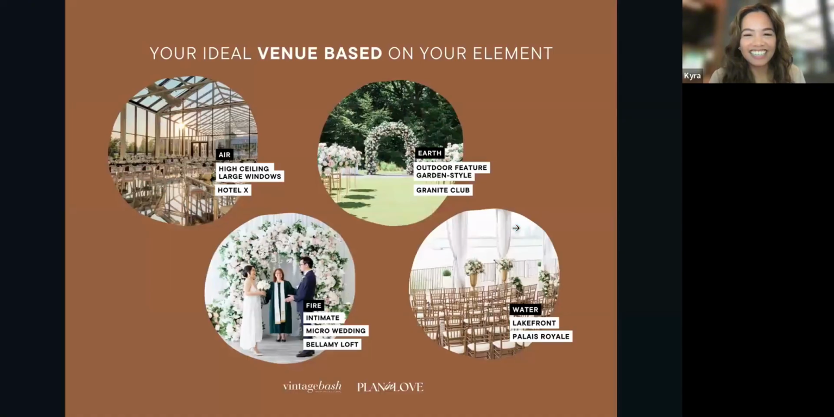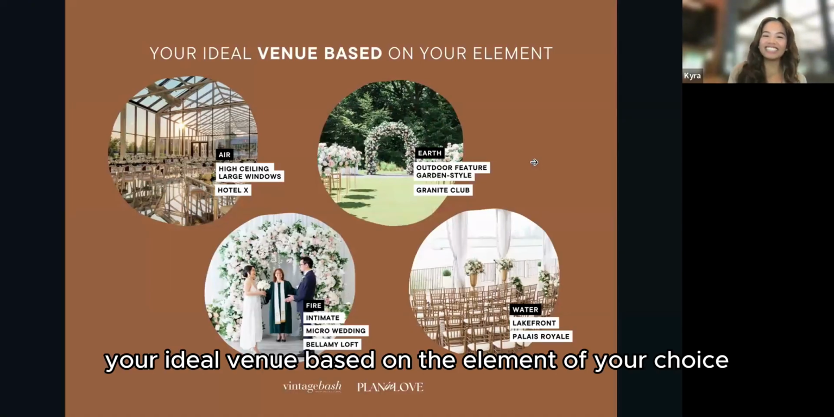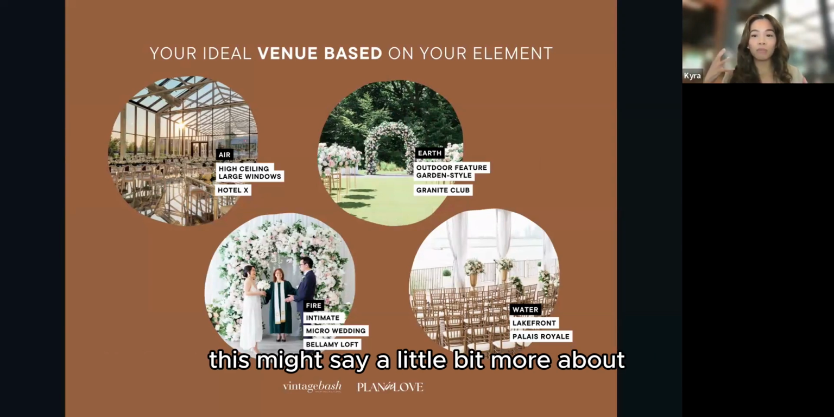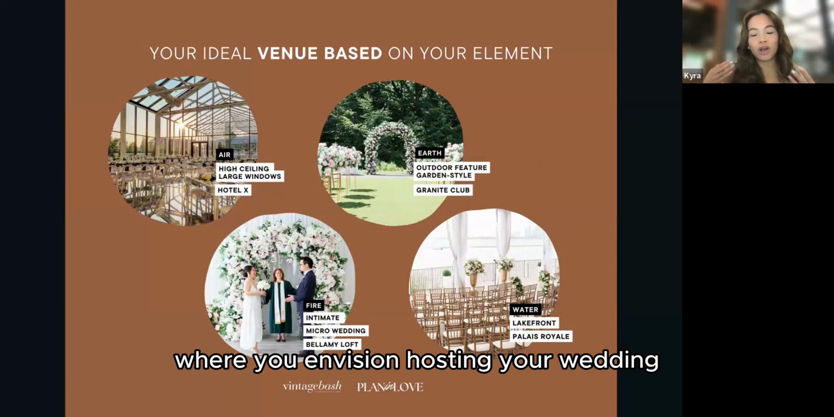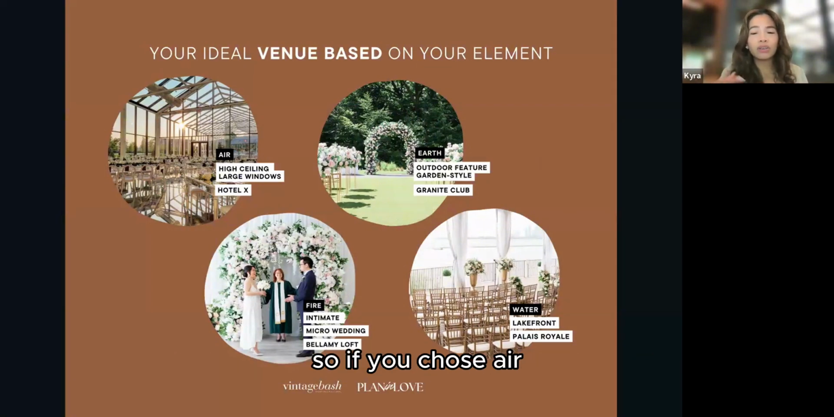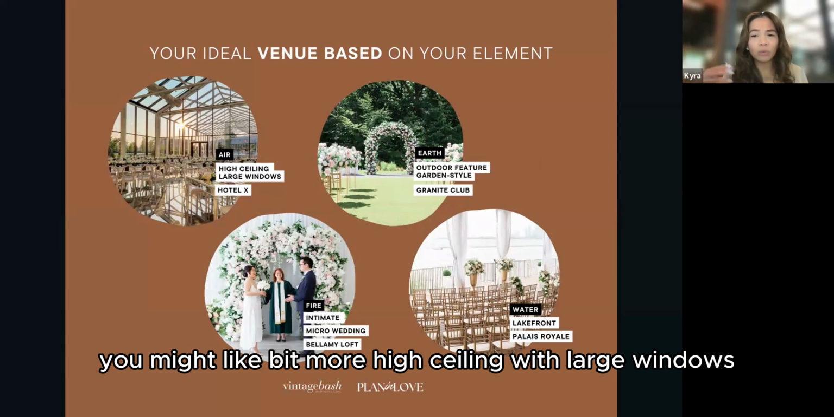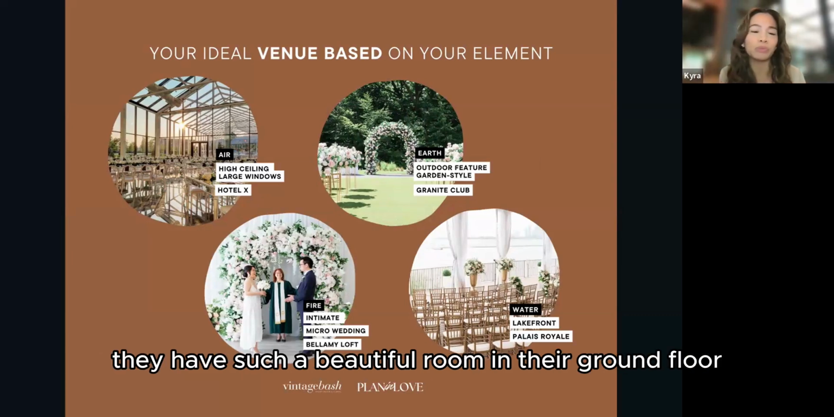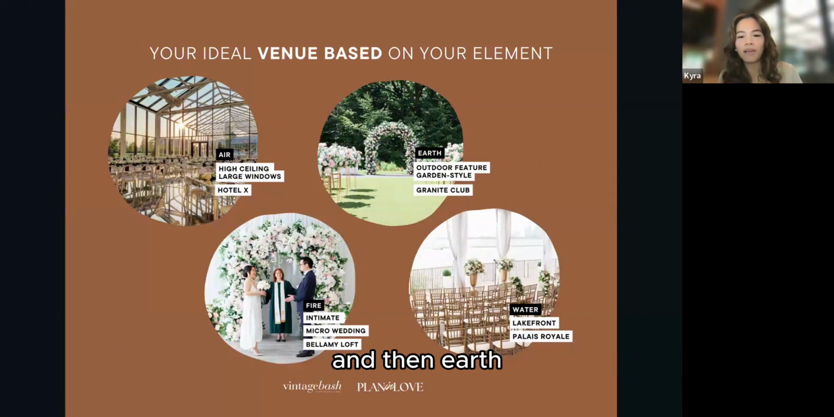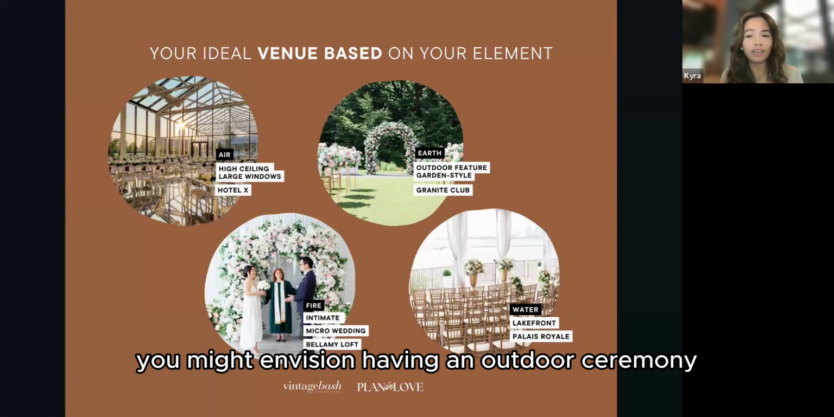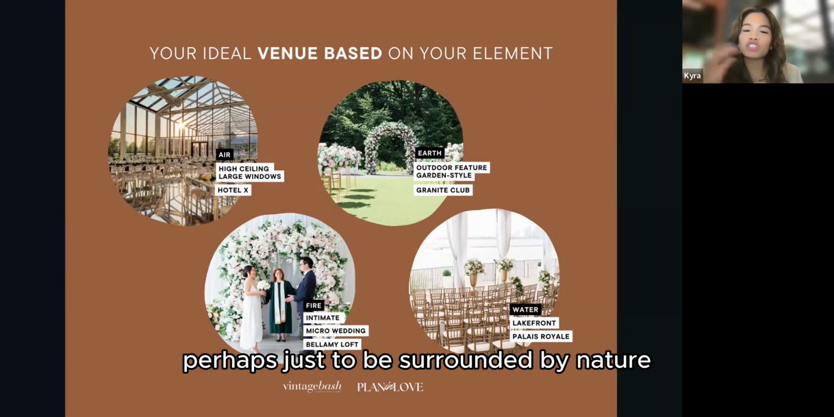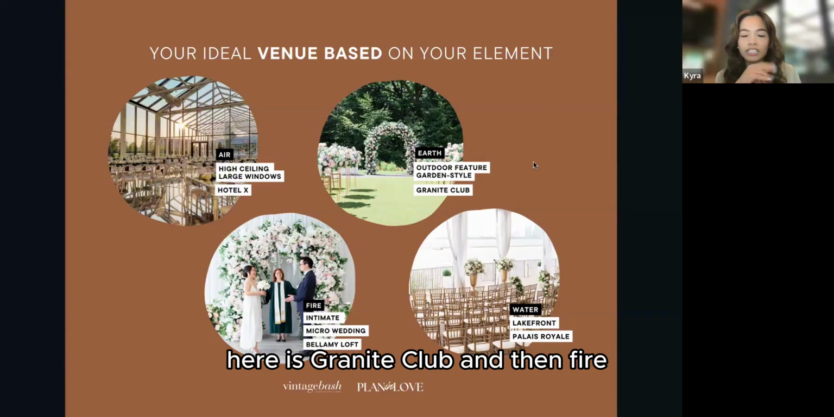Ta-da! Your ideal venue based on the element of your choice. So, based on your preference, this might say a little bit more about where you envision hosting your wedding. So, if you chose air, you might like a bit more high ceiling with large windows. We've chosen Hotel X here as an example. They have such a beautiful room on their ground floor. And then Earth, you might envision having an outdoor ceremony or even a tented reception, perhaps, just to be surrounded by nature. Here is Granite Club.